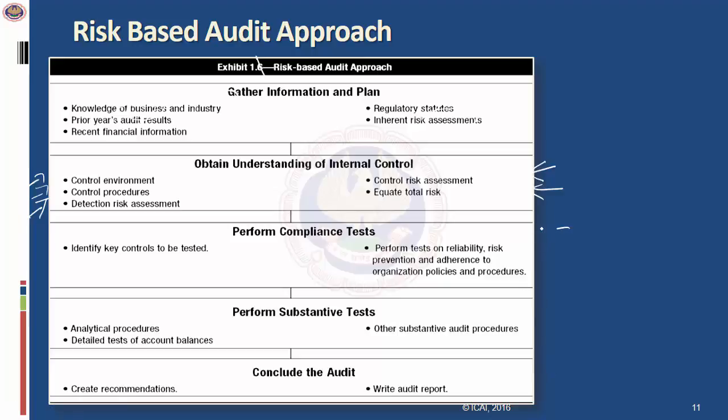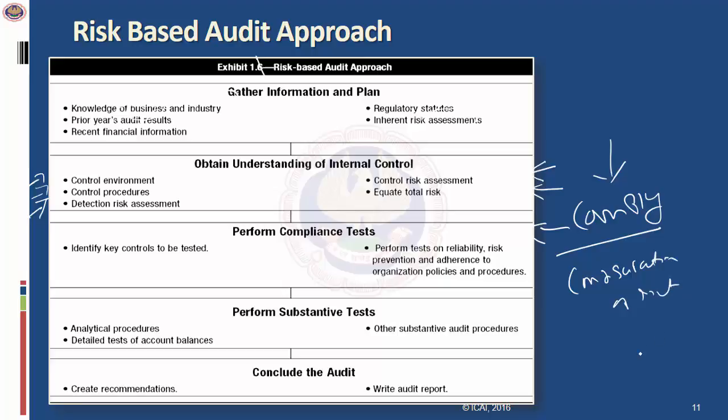And based on this, you perform the compliance test. Compliance tests, as I said, focus on compliance, which means they look at the compliance factor at a macro level. For example, you look at the configuration of the interest, whether the interest has been properly set in the parameters. Based on that, you perform the detailed substantive tests. There's one important principle you need to remember: you have to identify the key controls you need to test. And you also perform tests of reliability. It could pertain to risk prevention, adherence, and you are looking at the policies and procedures.